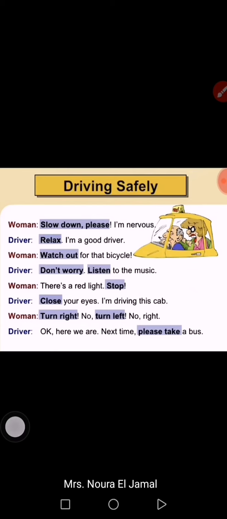The woman said what? Slow down please, I'm nervous. The driver, relax, I am a good driver. The woman, watch out for that bicycle. The driver, don't worry, listen to the music. The woman, there is a red light, stop. The driver, close your eyes, I'm driving this cab. Woman, turn right. No, turn left. No, right. Then the driver, okay, here we are. Next time, please take a bus.